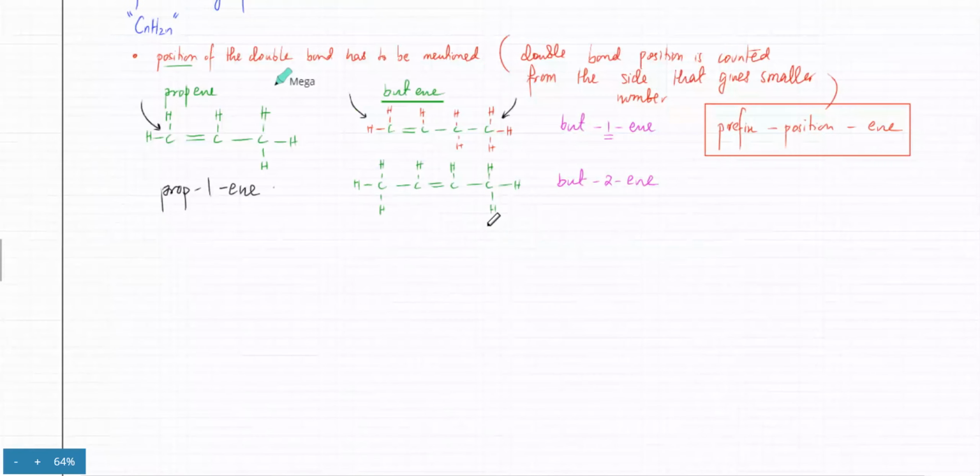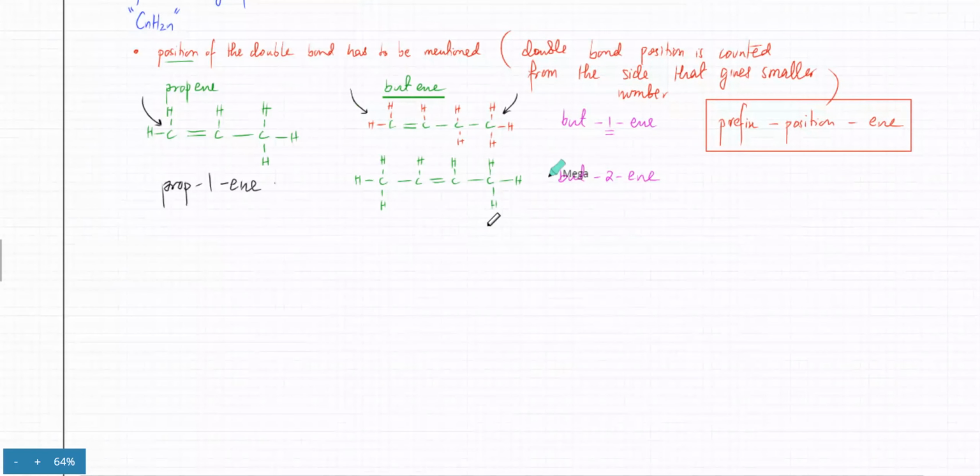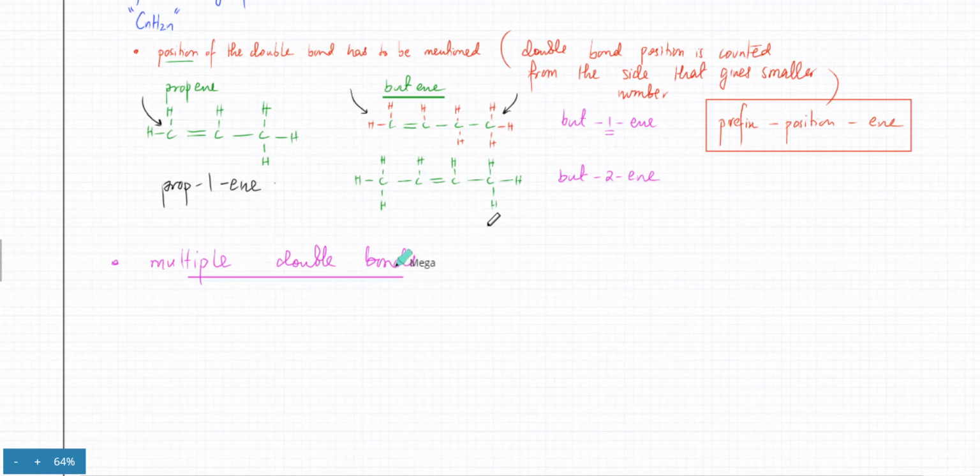So then another thing about alkenes. What if you have multiple double bonds? What would you do then? So if a molecule has multiple double bonds, now how would you try and name that molecule? So this time let's draw a molecule of, let's say there's a pent.